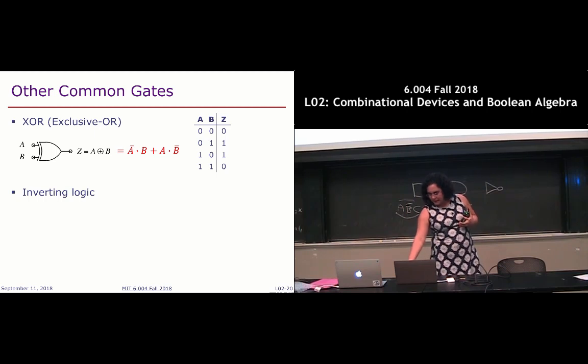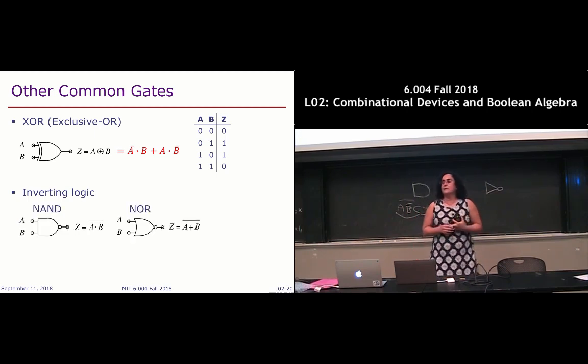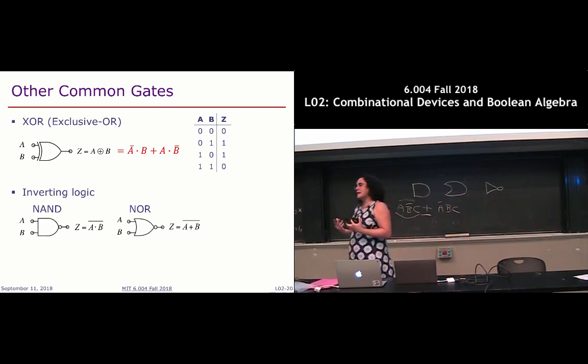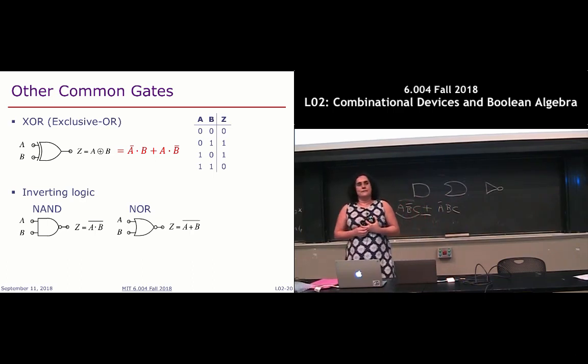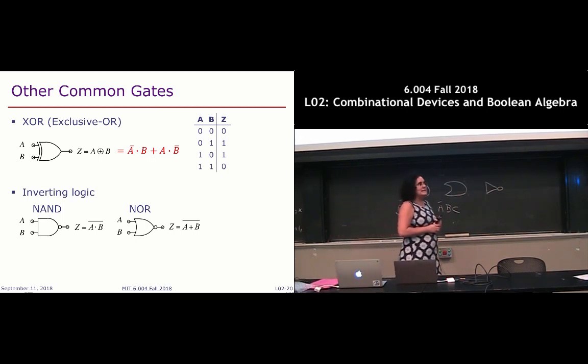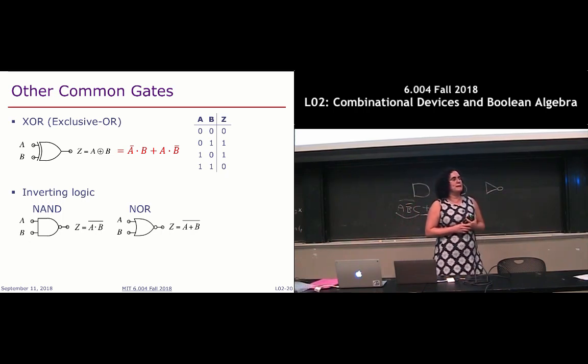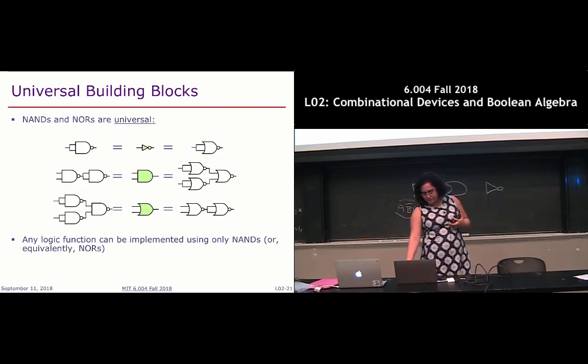The other 2 types of gates that I want to point out are a type of gates which we call inverting logic. And typically, we're going to actually want to use inverting logic because in the technology that we use today, inverting logic has a lot of advantages in regards to delay and size. And so the gates that we use a lot are actually NANDs and NOR gates. So a NAND is basically an AND gate with an inverter after it, and a NOR gate is an OR with an inverter after it.